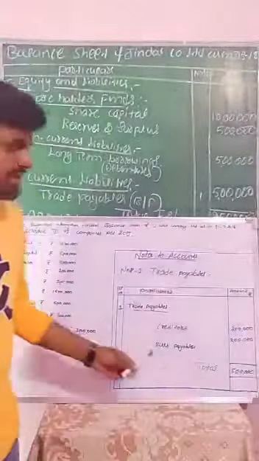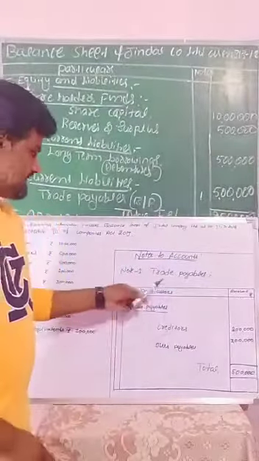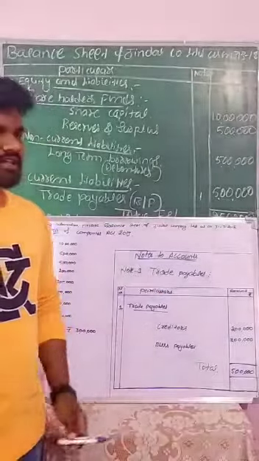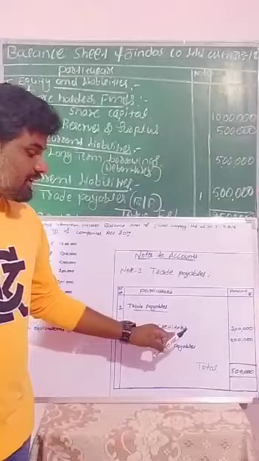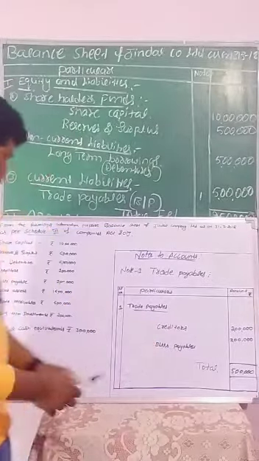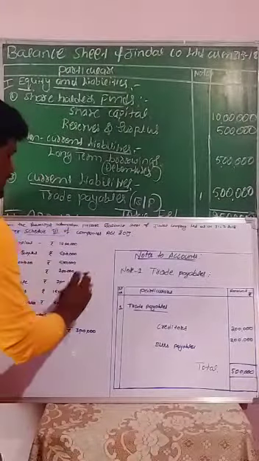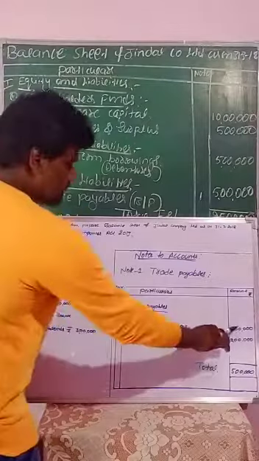So here, what are the various transactions related to these trade payables? All such transactions we need to record here only. So here, the first one, creditors. They have given the value of creditors as 2 lakhs rupees, right? We need to write 2 lakhs rupees.